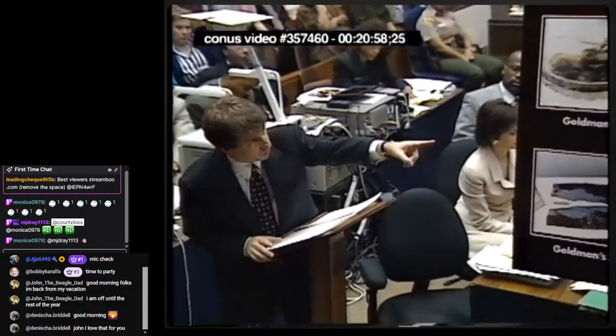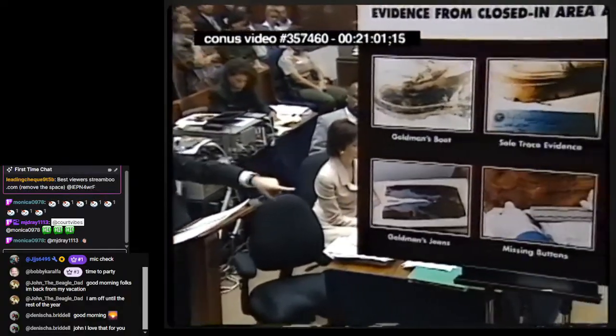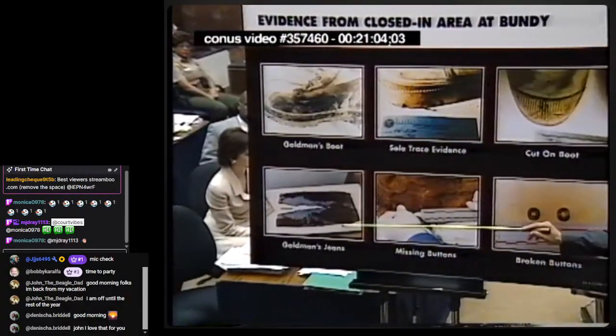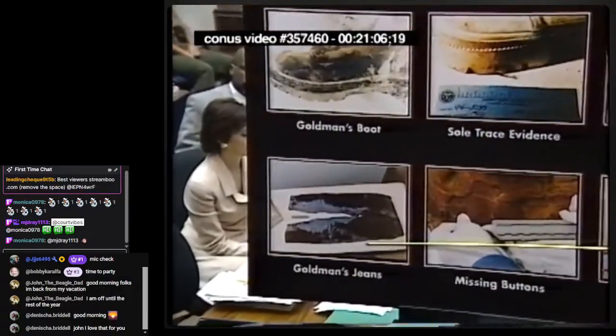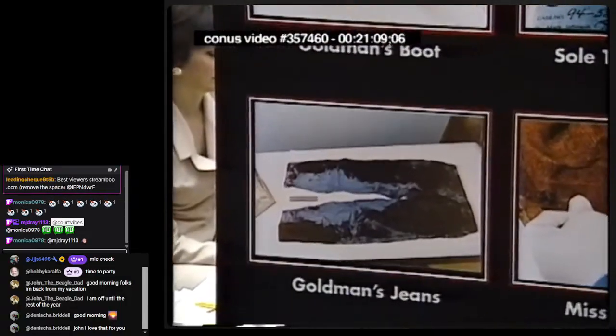Is there anything else in terms of bloodstain evidence or no? Okay. Can we turn then to the jeans? Could you describe for us the bloodstain pattern here and what it represents?